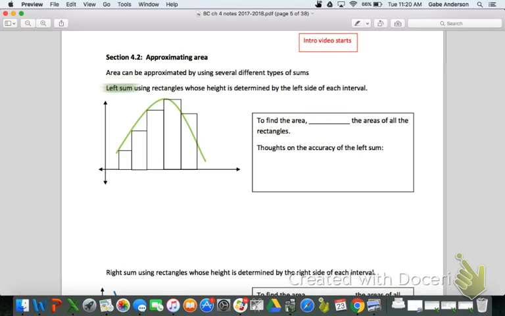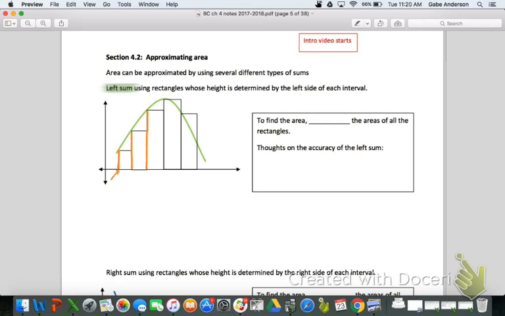A left sum uses rectangles whose height is determined by the left side of each particular interval. So if you look at the picture here, I think it's fairly accurate. You can see that for this first rectangle, the height is determined not by the right edge of the interval, but by the height of the curve on the left edge of the interval. So we'd be using that left edge to determine the height right here. And you can see that that pattern continues on as we move across.